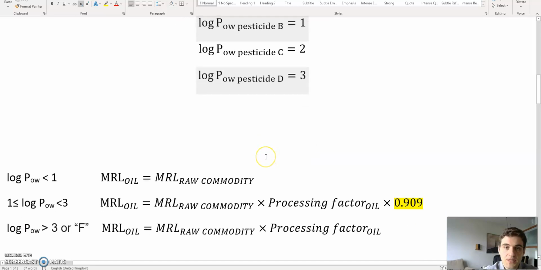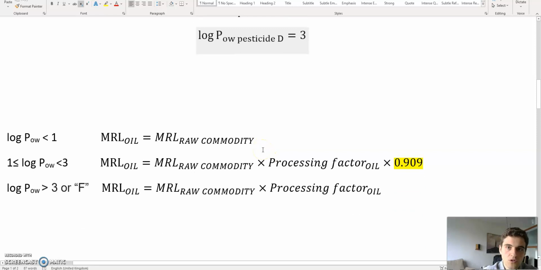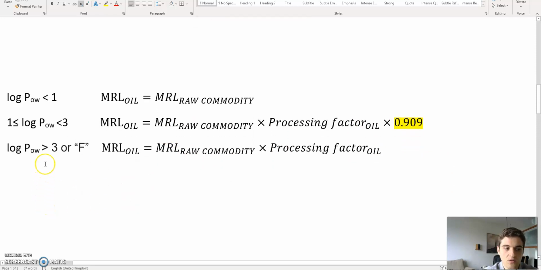This is important because depending on this logarithm, you should apply one of these formulas. If the logarithm is less than 1, the MRL of the oil is the same as the MRL of the raw commodity. But if the logarithm is between 1 and 3, you need to apply this formula with this coefficient, and eventually, as we saw in the last video, for logarithms bigger than 3 or with the F tag by the European Union, you apply the conventional formula.